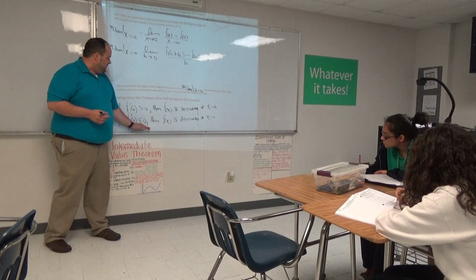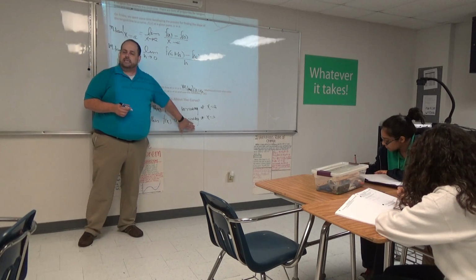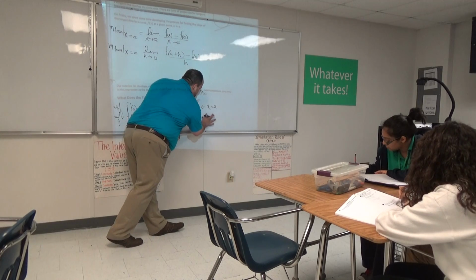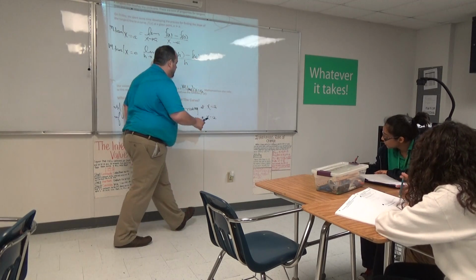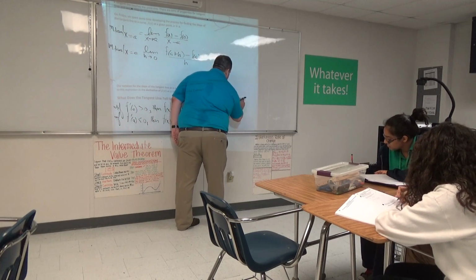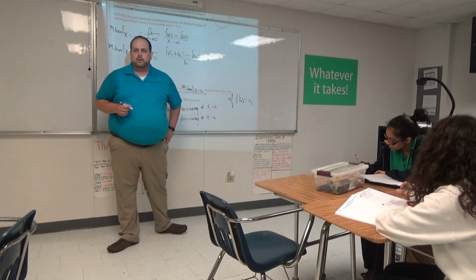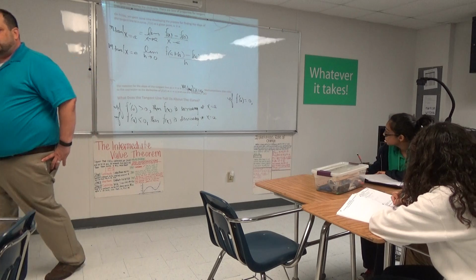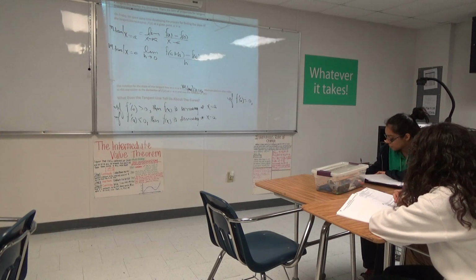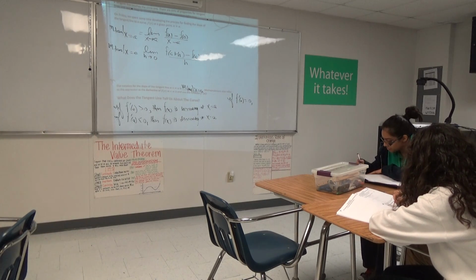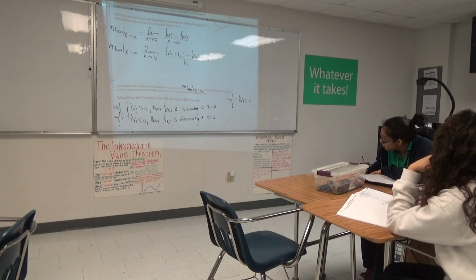If f prime of a is negative, then the function is decreasing. If f prime of a equals 0, what's the conclusion? Neither. It is neither increasing nor decreasing.